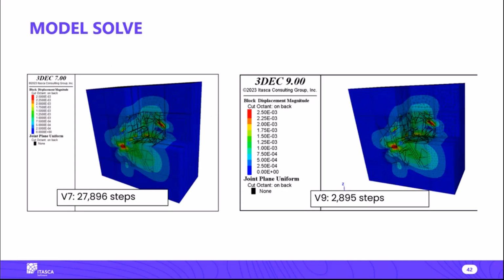This is just an example of what I was talking about. This is an example from the manual. It's a tunnel in a fractured rock. To get to the initial steady state in version 7 took almost 28,000 steps, and in version 9 it took about 2,800 steps. So it's almost 10 times faster to get to that steady state in version 9.